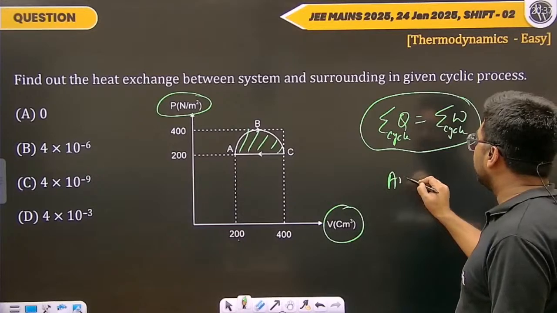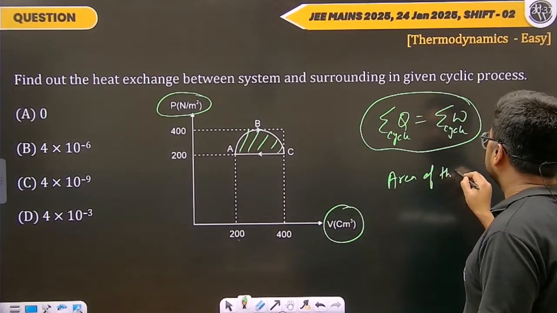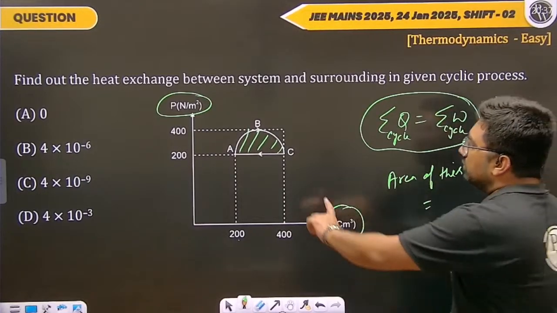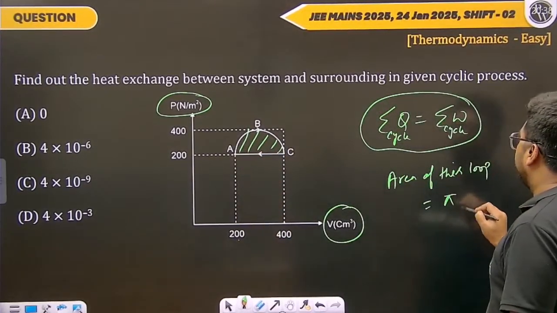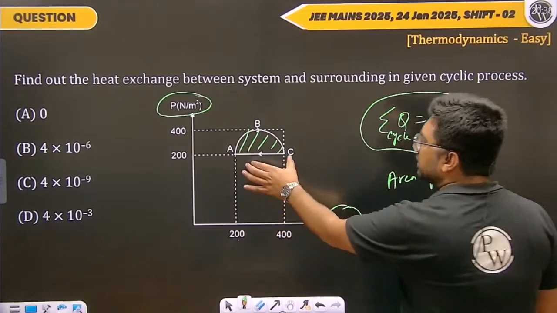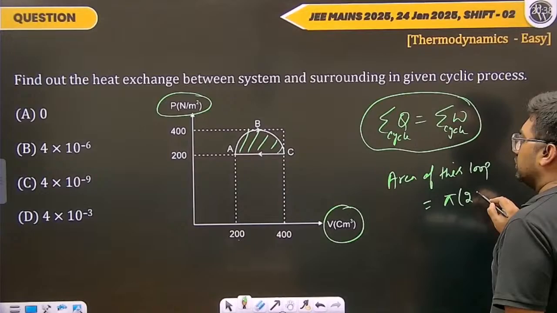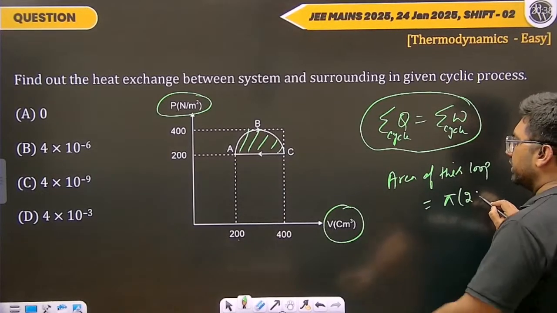So the area of this graph is pi, and this is pi, and this is 200.